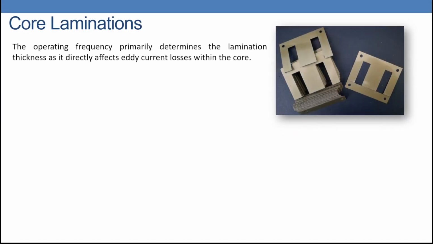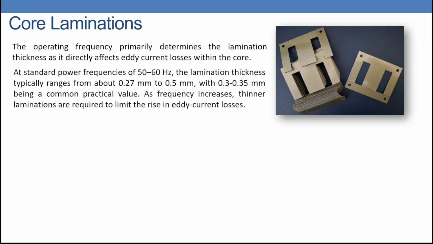So how to select or design these core laminations? One of the key factors that determines lamination design is the operating frequency. As frequency changes, eddy current losses inside the core also change. At standard frequencies around 50 to 60 Hz, lamination thickness is usually somewhere between 0.27 to 0.5 millimeters, with around 0.3 to 0.35 millimeters being commonly used in practice.